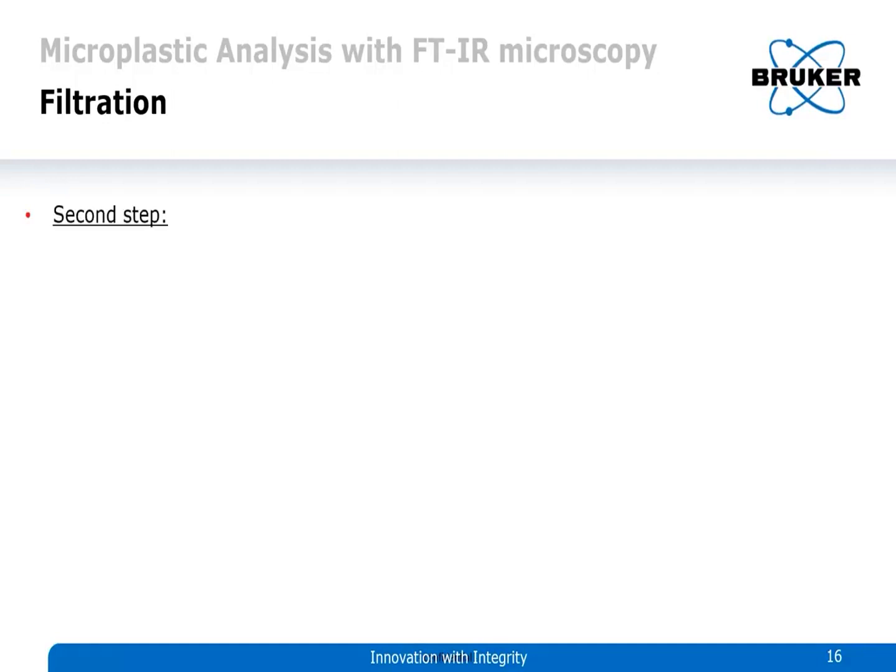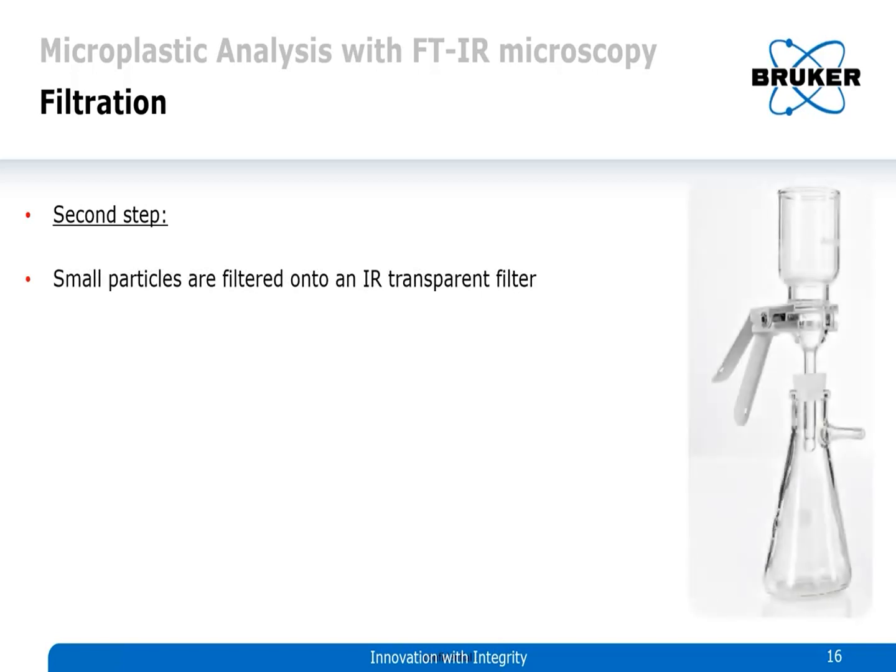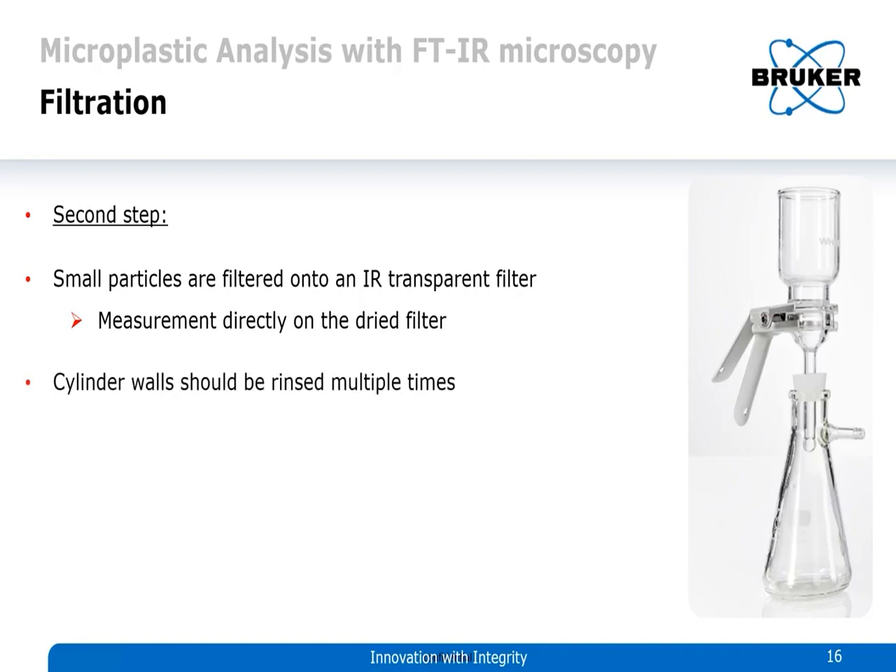The second step of our filtration, so after we have removed all the particles that are too big to be analyzed by the microscope, we filter all the small particles onto an IR transparent filter, because we will not measure them in ATR, but we will shine light through them. We will measure the particles directly on the dried filter, and before you finalize this, the cylinder walls should be rinsed multiple times because the particles tend to stick to them, and also wash the filter thoroughly to remove any contamination or remains from the treatment of the sample.